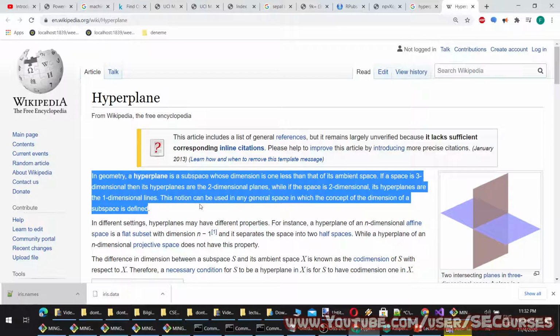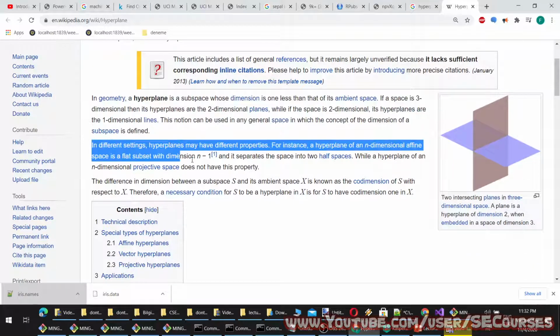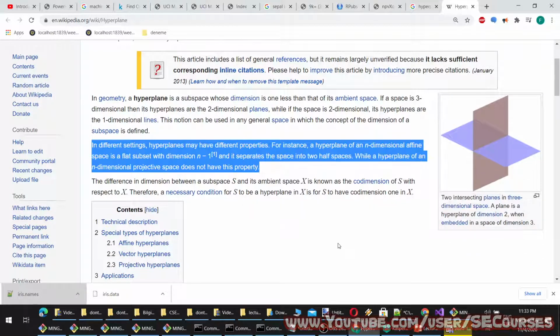In geometry, a hyperplane is a subspace whose dimension is one less than that of its ambient space. If a space is 3-dimensional, then its hyperplanes are the 2-dimensional planes, while if the space is 2-dimensional, its hyperplanes are the 1-dimensional lines. This notion can be used in any general space in which the concept of the dimension of a subspace is defined. In different settings, hyperplanes may have different properties. For instance, a hyperplane of an n-dimensional affine space is a flat subset with dimension n-1, and it separates the space into 2 half-spaces.